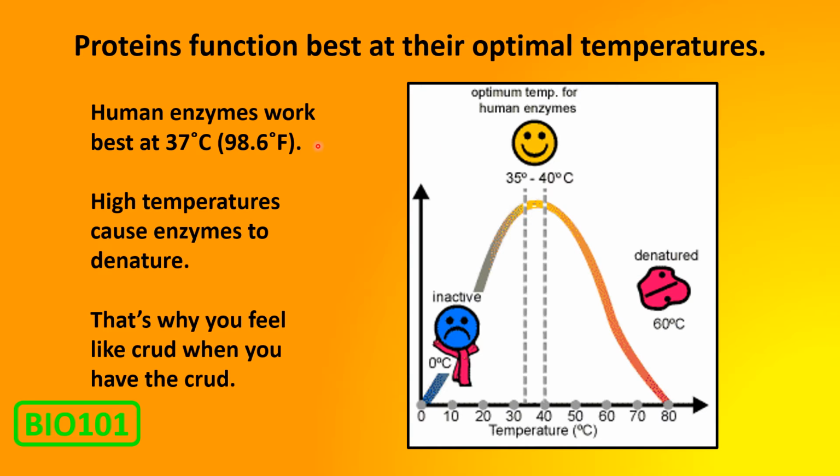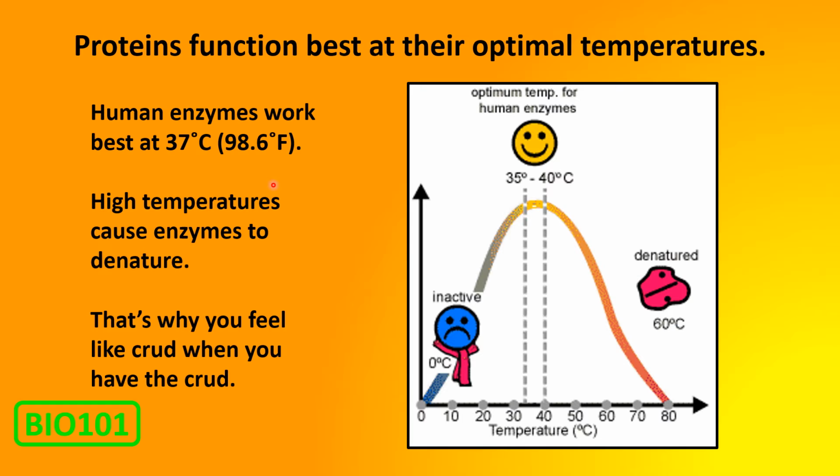Human enzymes work best at 37 degrees C. That's 98.6 degrees Fahrenheit. Where do you know that from? Right, that's normal body temperature, 98.6 Fahrenheit, which is 37 degrees C. And obviously, enzymes are functional proteins, so they're going to work best at normal body temperature.